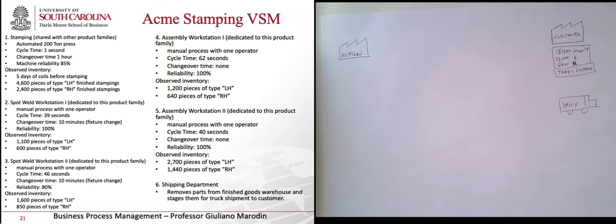So here we have the information. How do we get the information? Well, we have to walk the process, right? You have to go to the shop floor where things happen. That's one principle of a lean system, that you have to see things through your own eyes and observe them while they're happening. So I have a stamping process, which is the first one.